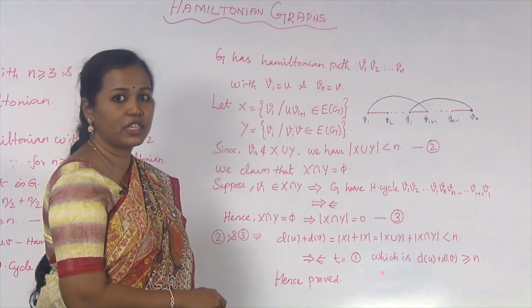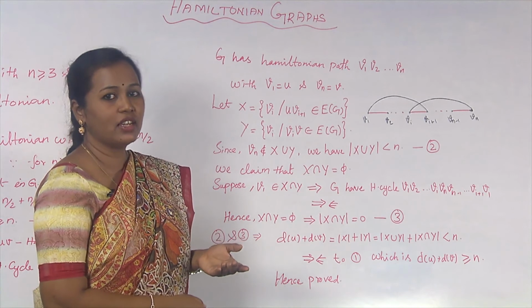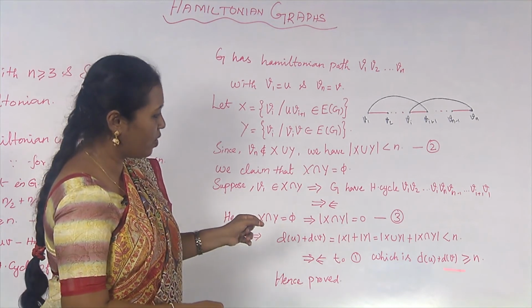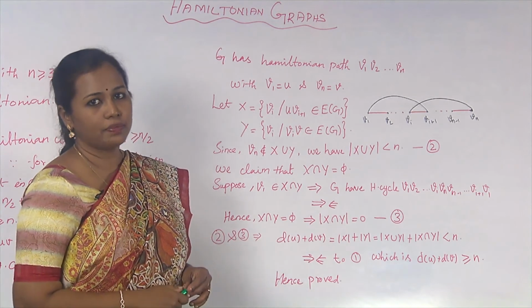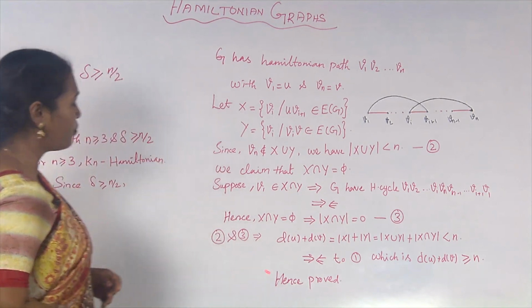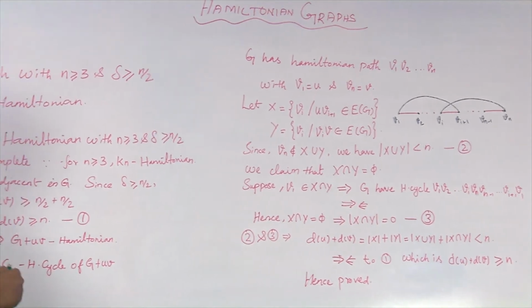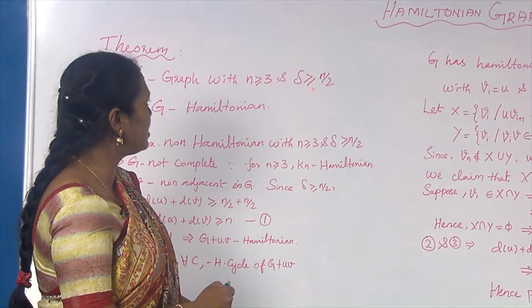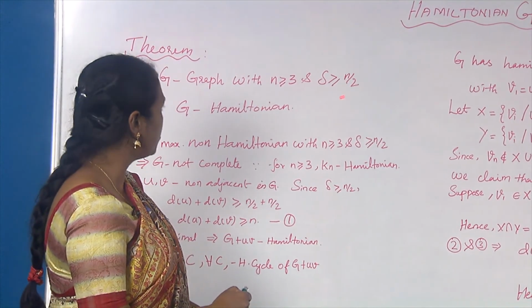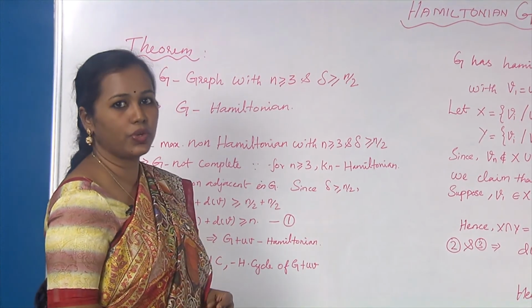Because of this contradiction, we started with the contradiction, and we are ending here, we are getting a contradiction here, and therefore, we can say that the graph is definitely Hamiltonian, thereby proving our theorem, that is, any graph with vertex n greater than or equal to 3 and delta greater than or equal to n by 2, then the graph is said to be Hamiltonian.